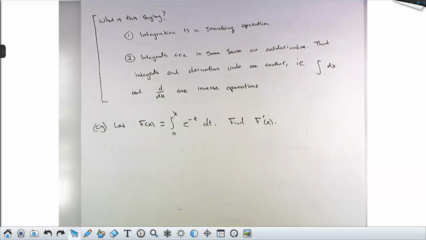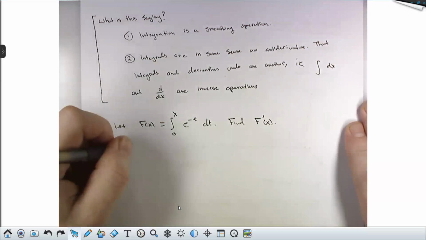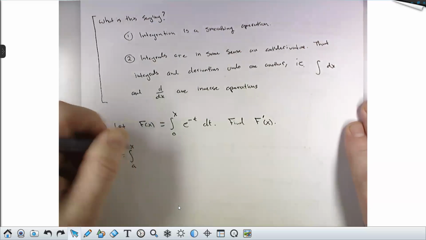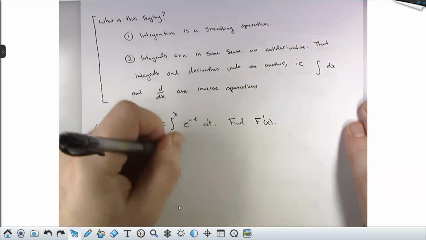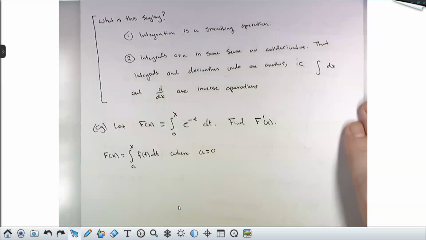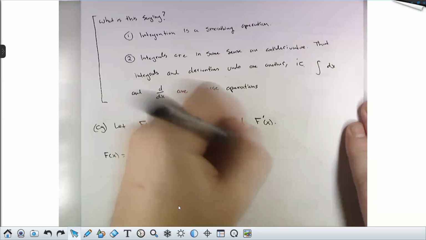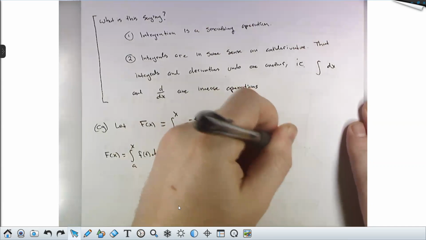Well, this is ripe for FTC1. So I would say F of x is equal to the integral from a up to x of little f of t dt, where a is 0. Turns out that doesn't really matter. And little f of t is e to the negative t.